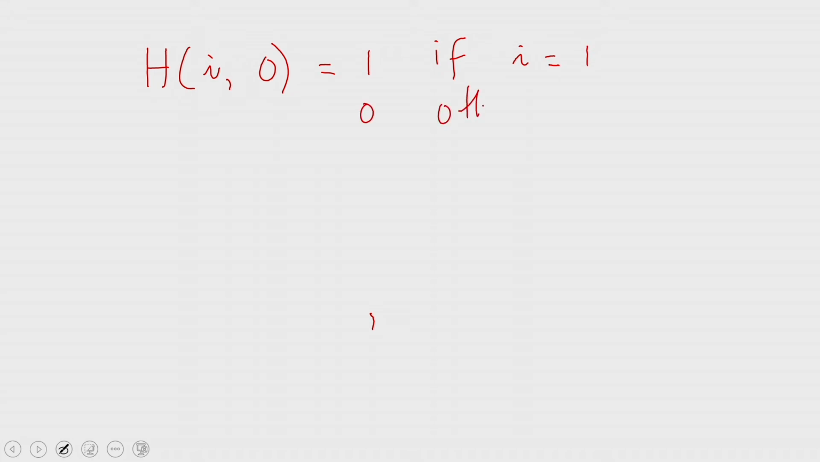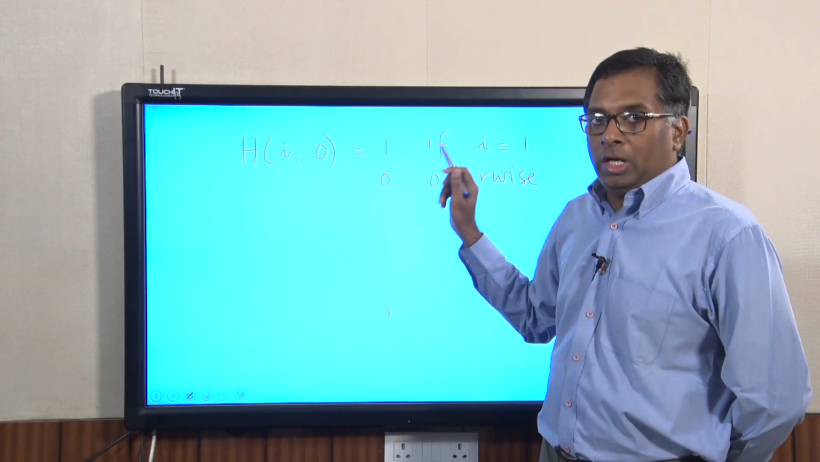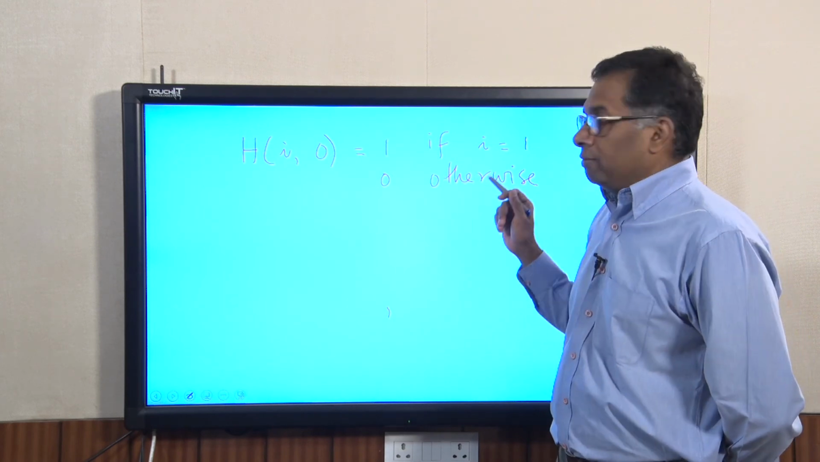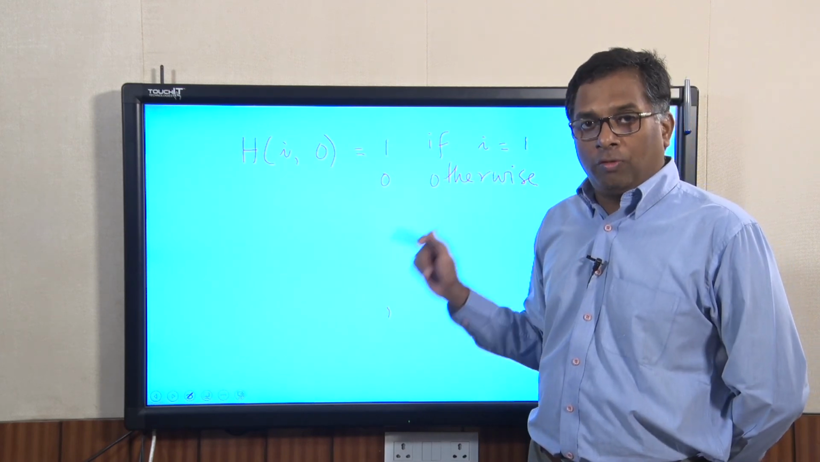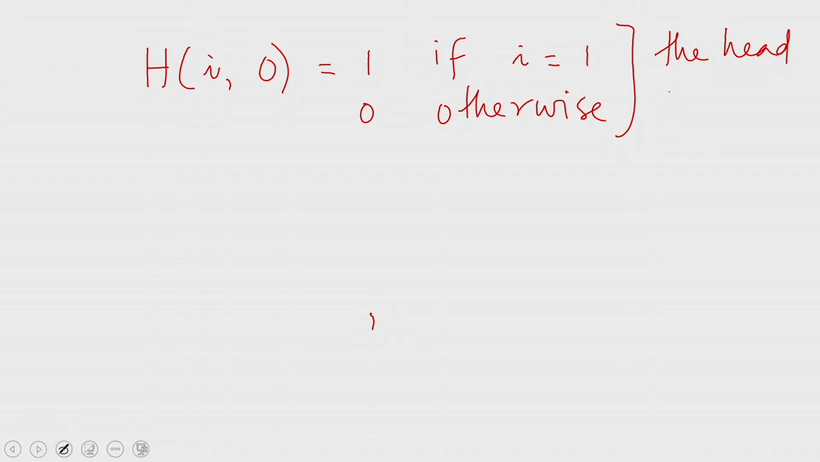First of all, we have to define the inputs to the circuit. H i 0 is 1 if i equals 1, 0 otherwise. What it means is that at time 0, that is when the machine starts up, the head is at the leftmost cell, which is numbered 1. Therefore, H i 0 is 1 if i equals 1 and 0 otherwise. So, it says that H 1 0 is true and H i 0 is false for every i other than 1. In other words, the head is on cell 1.